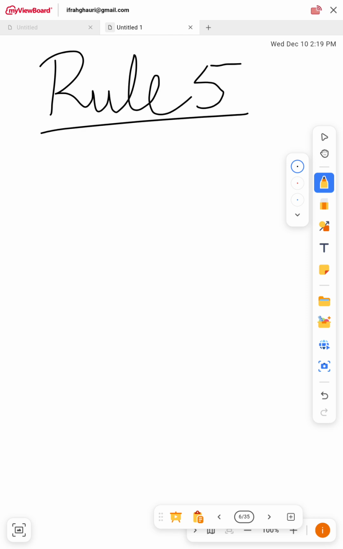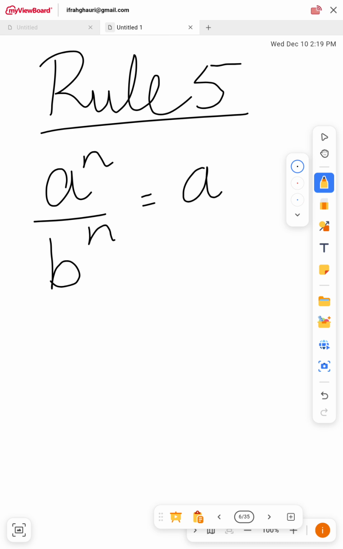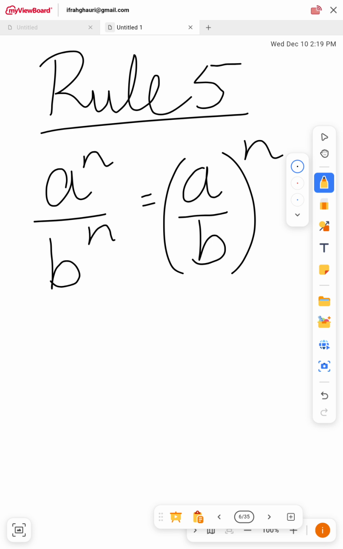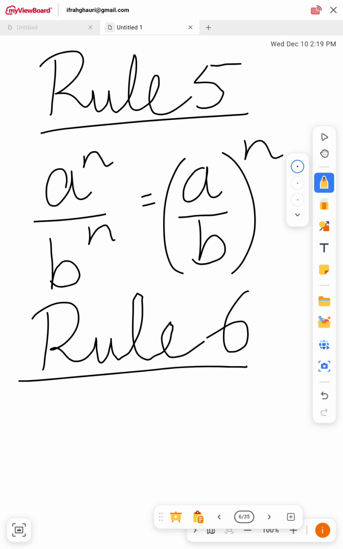What does rule number 5 say? a power n over b power n is equal to (a over b) whole power n. Okay. And what is rule number 6? Rule number 6 states that a power 0 is equal to 1. So a can be any positive number, like 1000 power 0 is 1, 75 power 0 is 1.